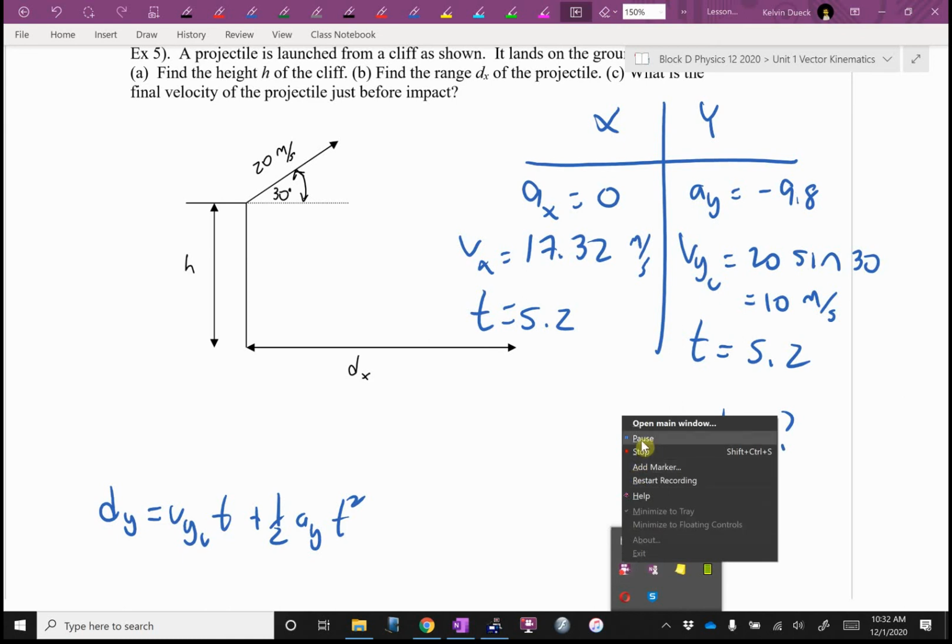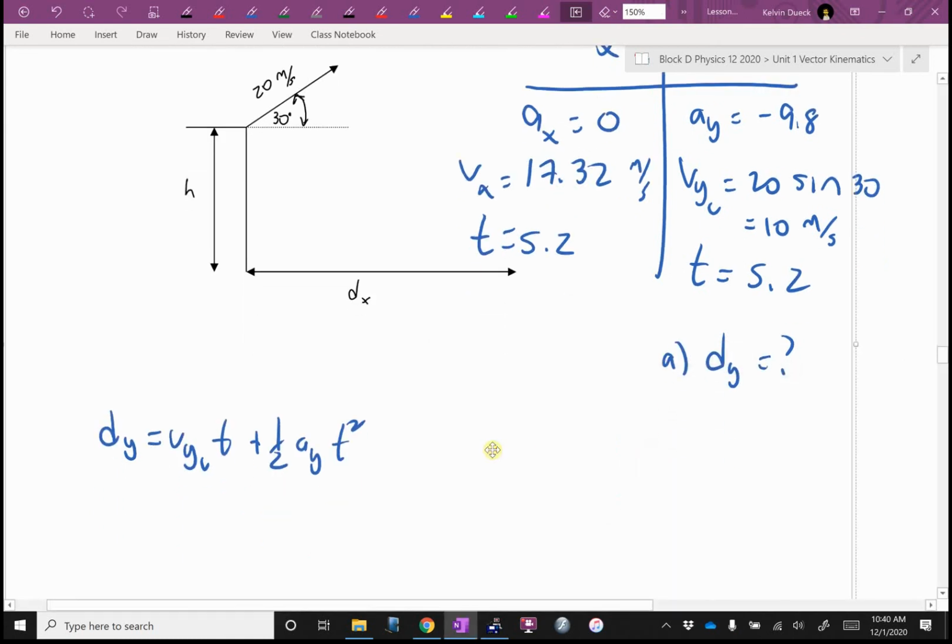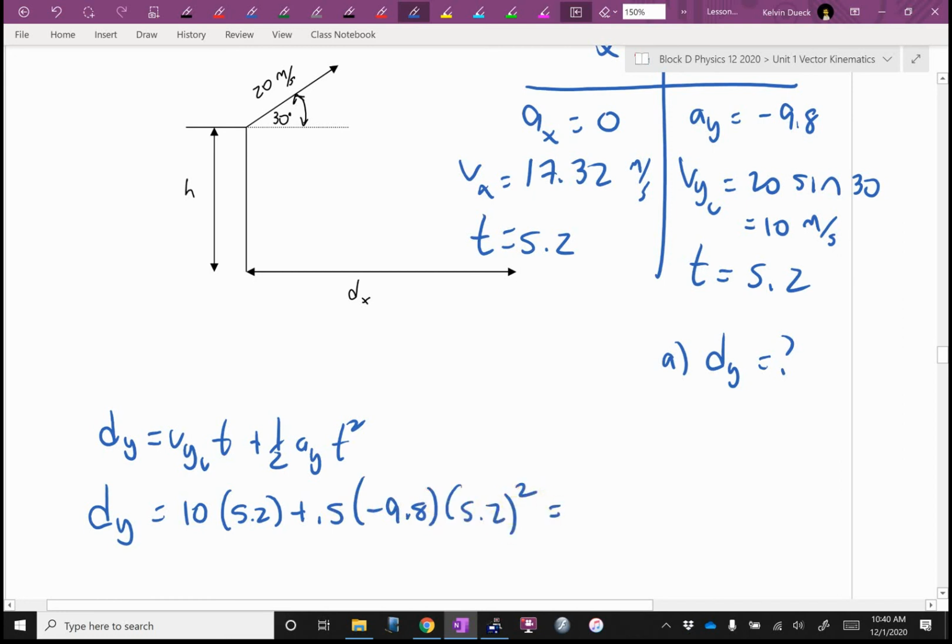Hey, this is nice, because the d's already by itself. This is straight plug and chug. The height of the cliff is going to be 10 times 5.2 plus 0.5 times negative 9.8 times 5.2 squared. If you type this into your calculator, Josh, you already typed it in? Or are you showing something else?